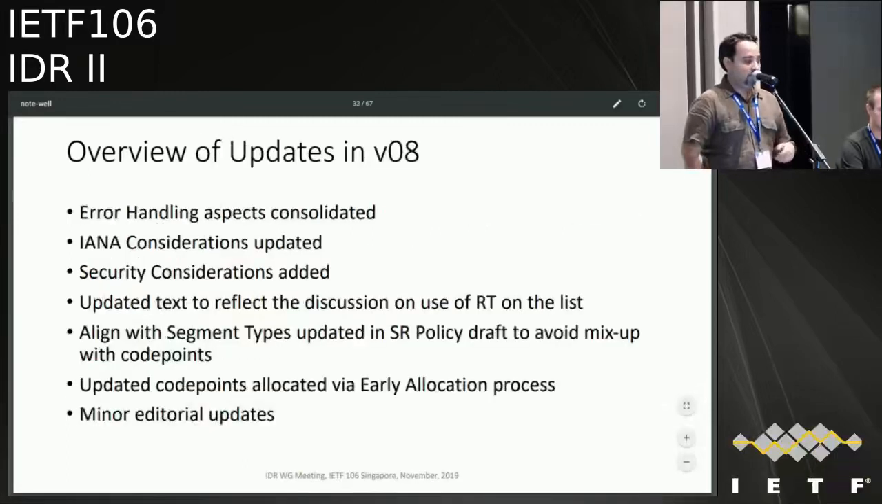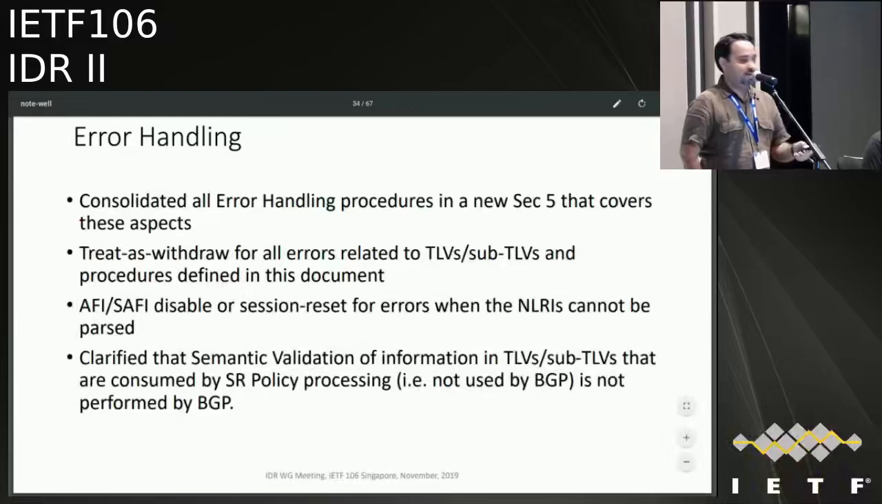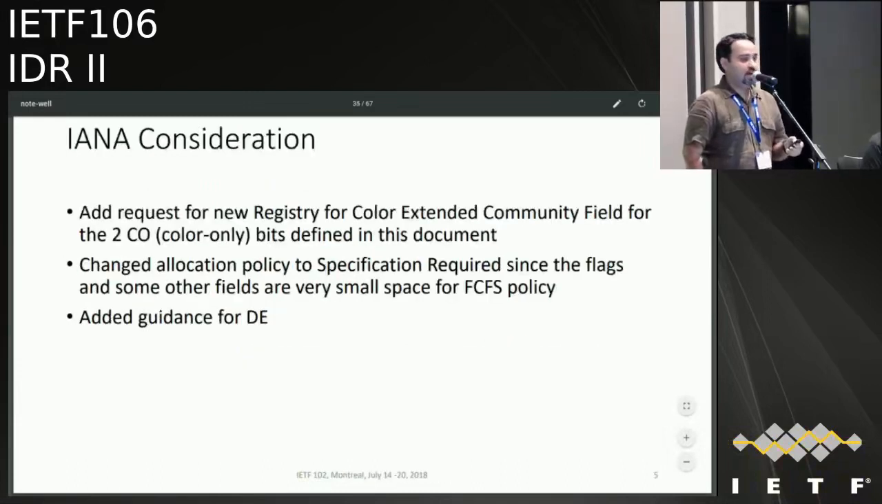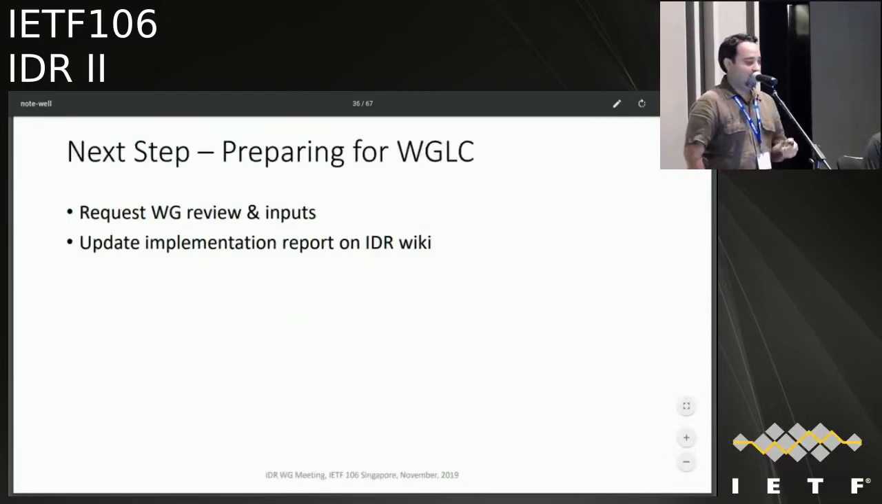So what we have done in these recent updates is take care of some things to make this last call smoother and go faster. I'm not going to go into all of this because there has been some discussion on the thread and we are running short of time. Key points: error handling has been consolidated in one section to make it easier. IANA considerations has been updated to catch something which was missed from the color extended community, and some minor changes to the allocation process. We welcome feedback. This is really more of a heads up to the working group to review and provide inputs. Implementation reports have been updated with 2 implementations. So hopefully by Vancouver, maybe we can get it.